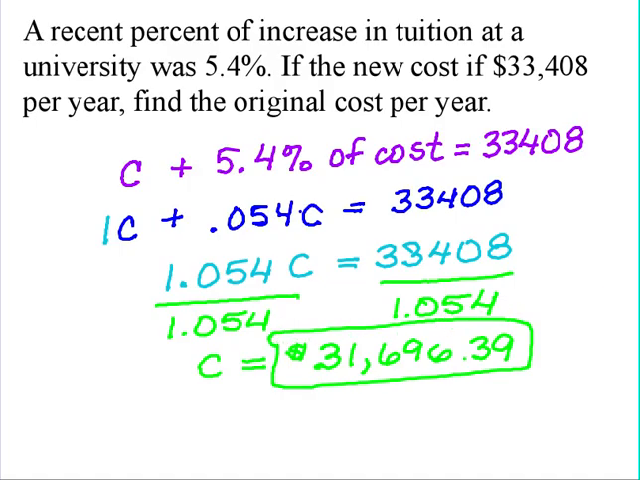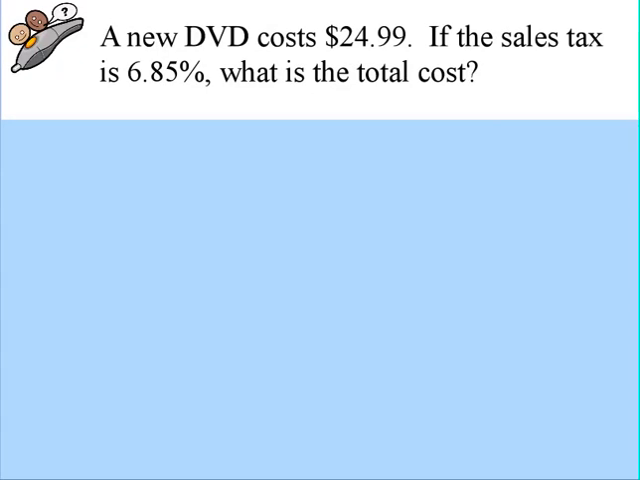All right, let's look at another word problem, because sometimes those word problems can be a little tricky. Okay, a new DVD costs $24.99. If the sales tax is 6.85%, what is the total cost? So I want you to think about that. You've got your DVD, right? So basically, your DVD plus tax is going to equal cost.